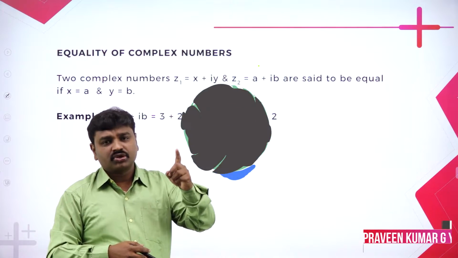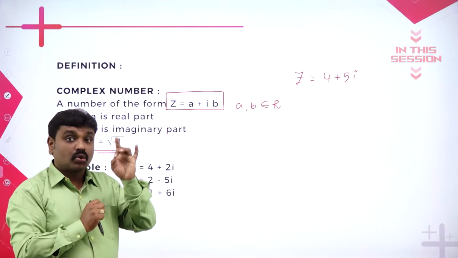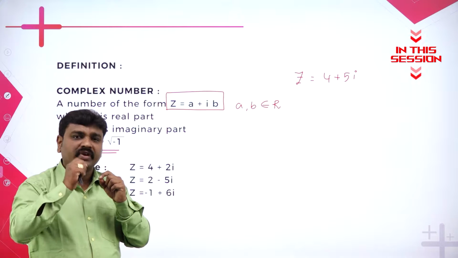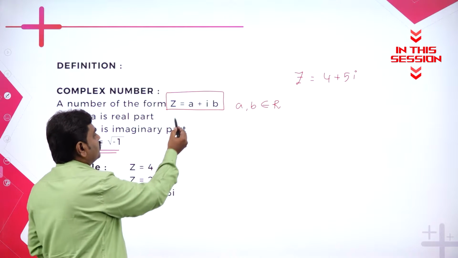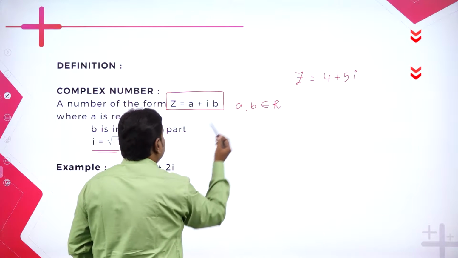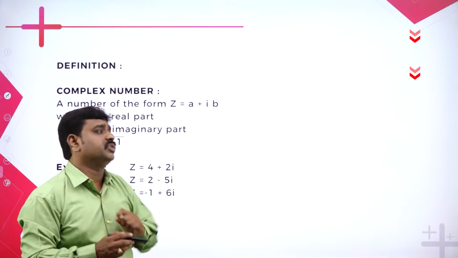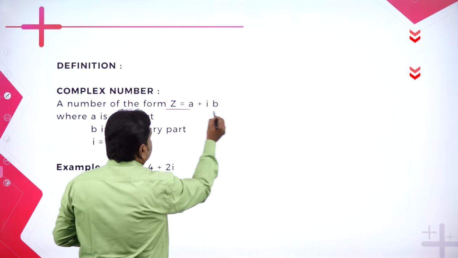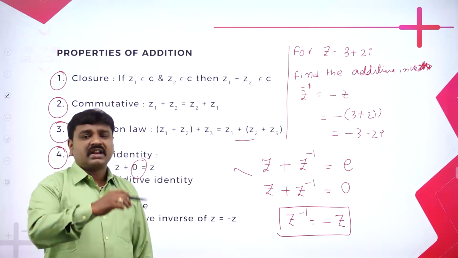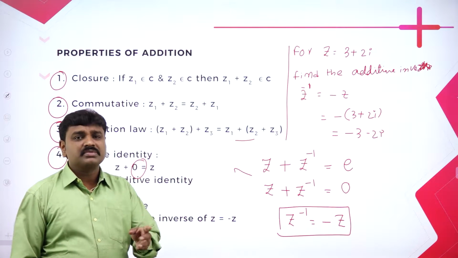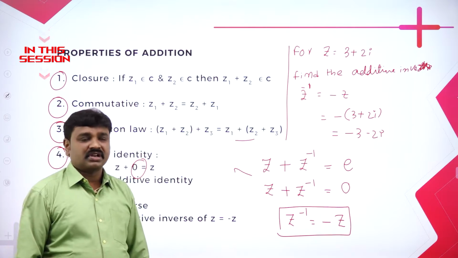Then the real part of one should be equal to the real part of the other, except root under negative. Inside root, if you have negative, it is not real. So a number of the form z is equal to a plus ib, where a, b belong to real numbers. Complex number means a number of the form z is equal to a plus ib. So a number of the form z is equal to what? A plus ib. A is the real part, plus i times b, the imaginary part.